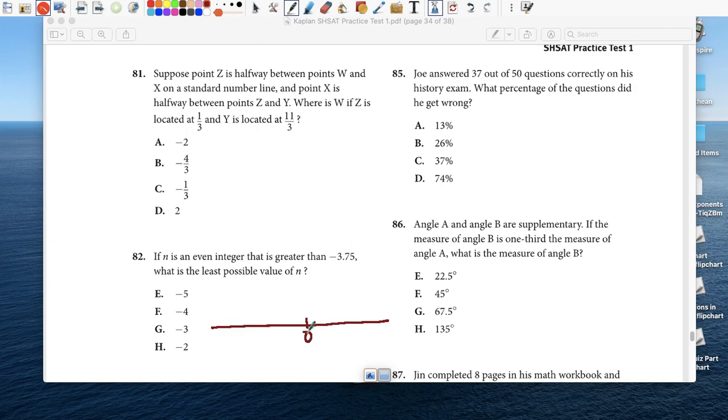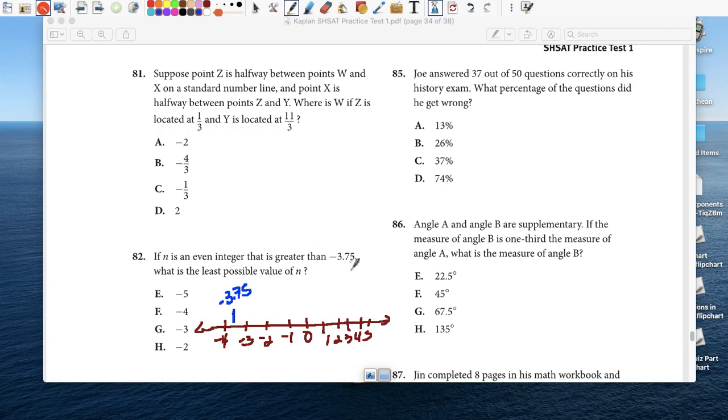Let's call it 0, negative 1, negative 2, negative 3, negative 4, and 1, 2, 3, 4, 5. So n is an even integer that's greater than negative 3.75. Let me locate negative 3. Here's negative 3.75.